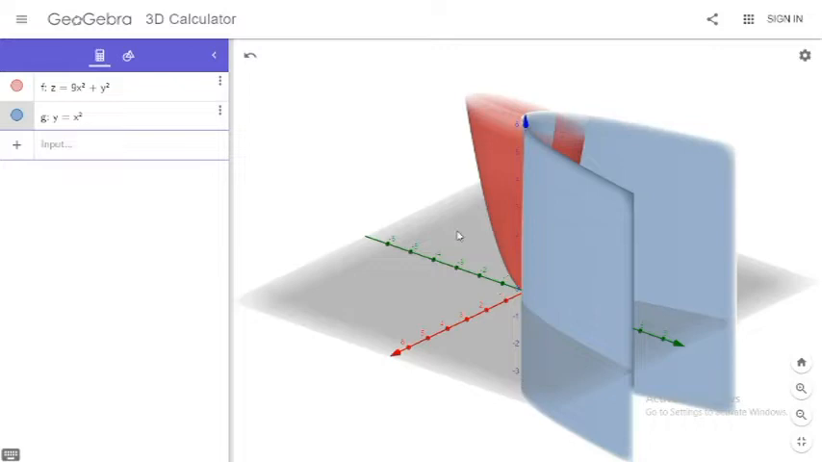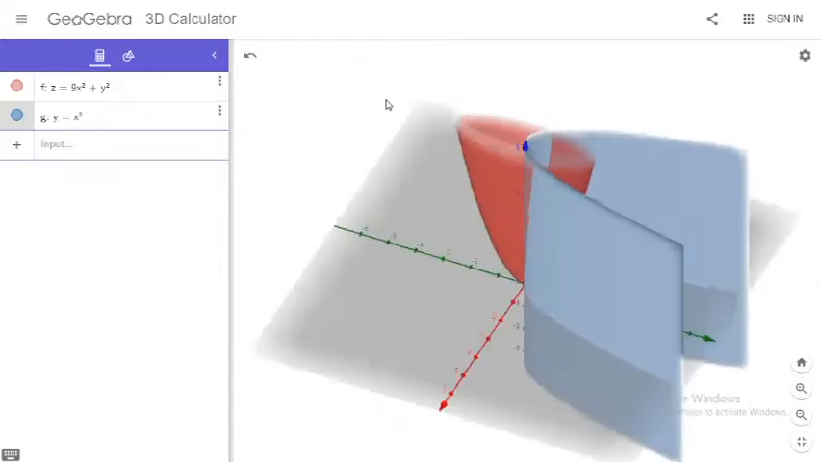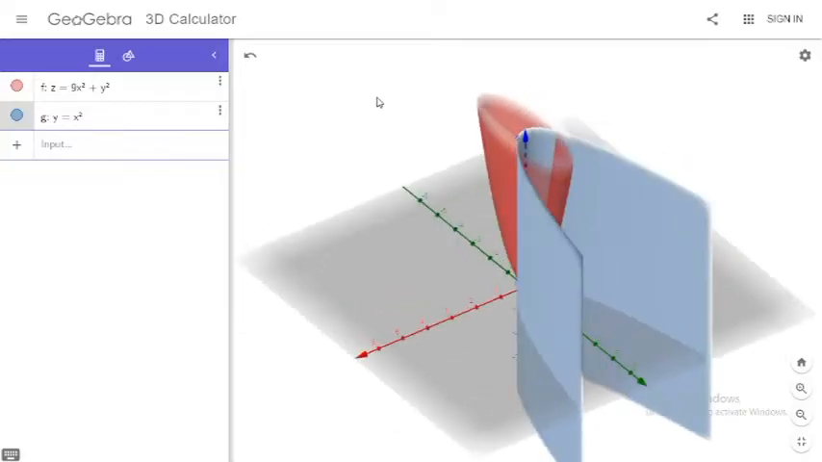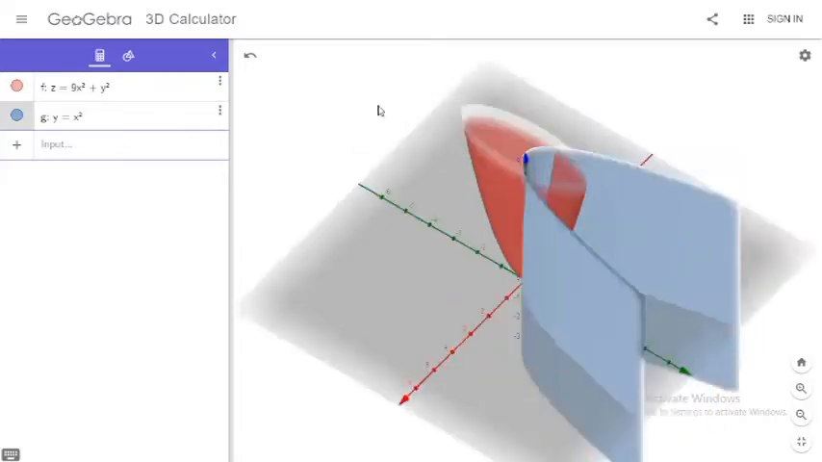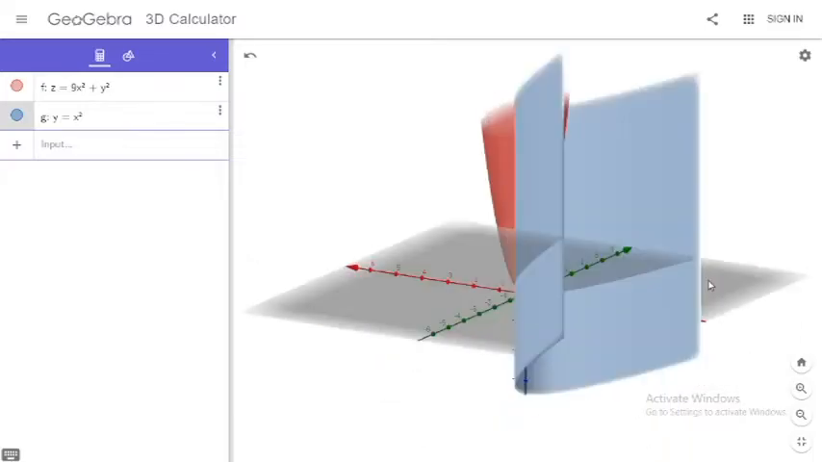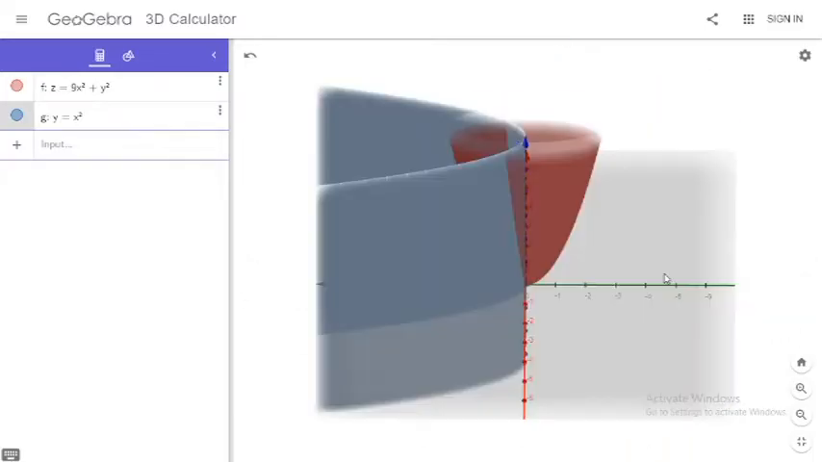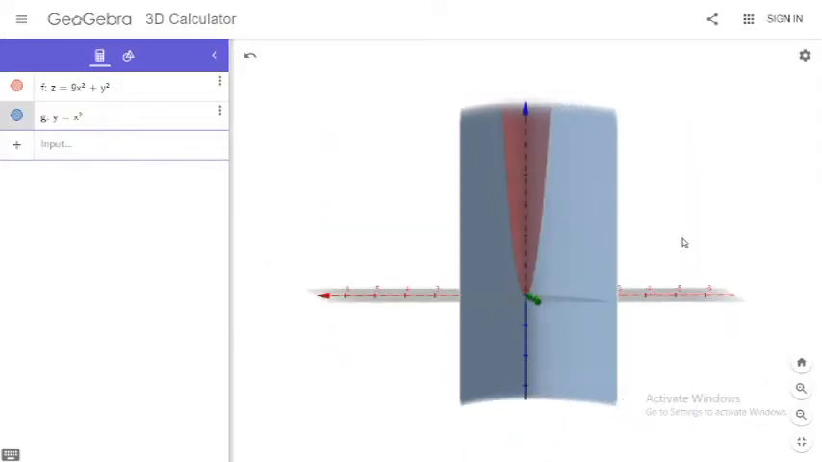So here we have the graph of the two surfaces, the elliptic paraboloid z equals 9x squared plus y squared together with the surface generating curve y equals x squared, whose rulings are parallel to the z-axis. From here we see that the curve of intersection is a parabola.